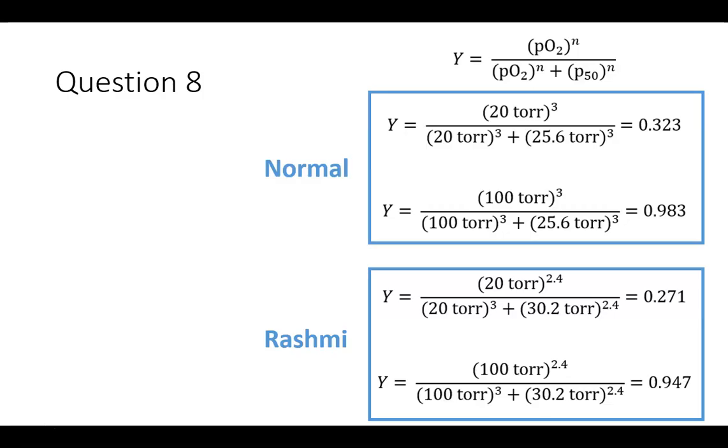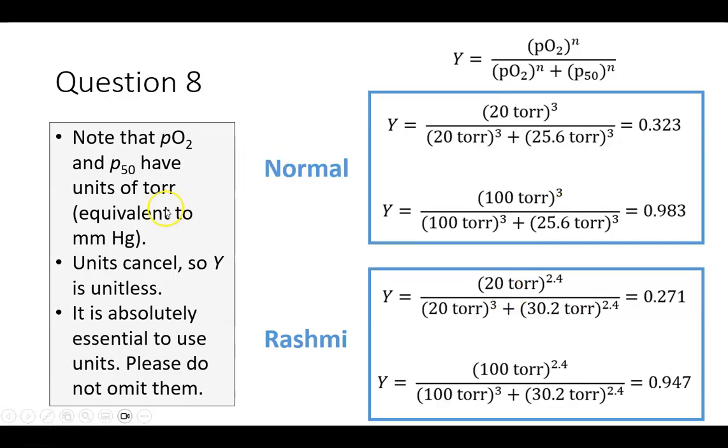And just to give you my calculations, again, here's the normal person. Their N value is 3. That's their P50 value, so you'd solve it for 20 torr and 100 torr. And this is our patient. She has a higher P50 but a lower N, and these are the values that you calculate for her.